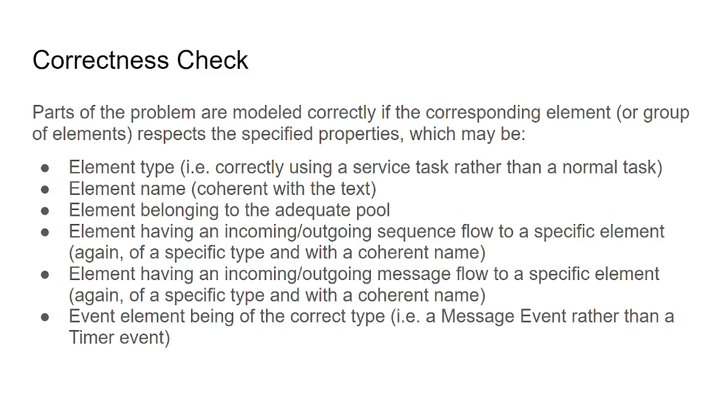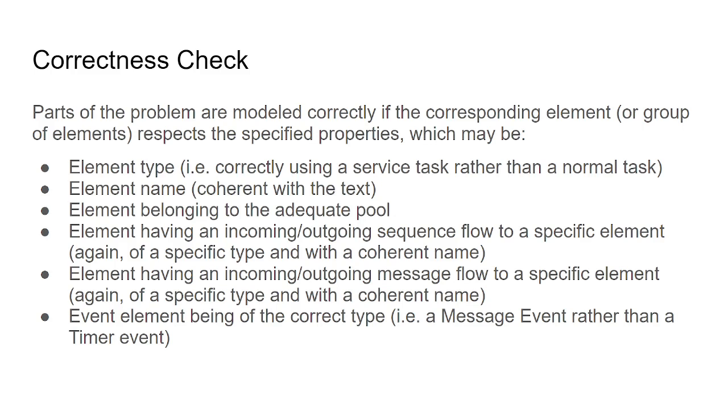The correctness check, which is the key part of the gamified version, the gamified evaluation system, checks if the parts of your diagram, the elements that are part of your diagrams, respect the specified properties. Properties can be parts of this subgroup, which may be having an element of a specific type. So you will have to model, for example, part of a problem with a service task and not just a normal task.